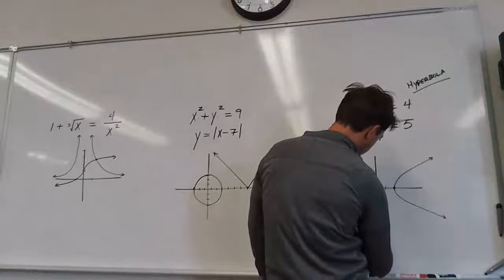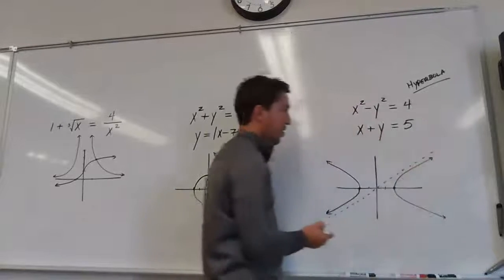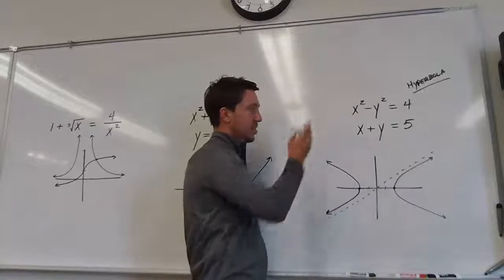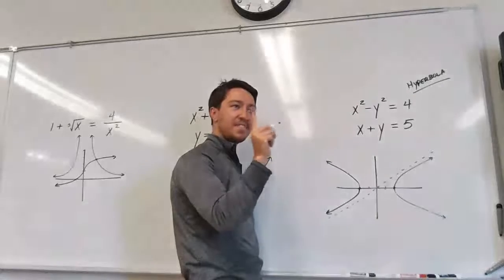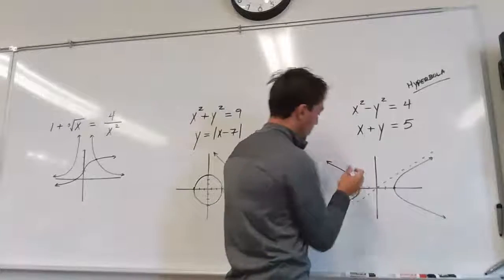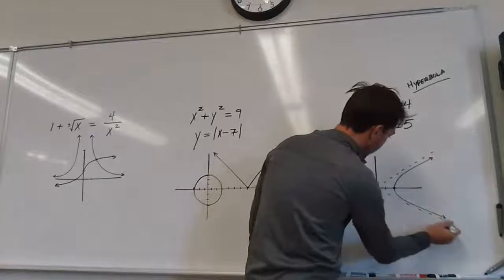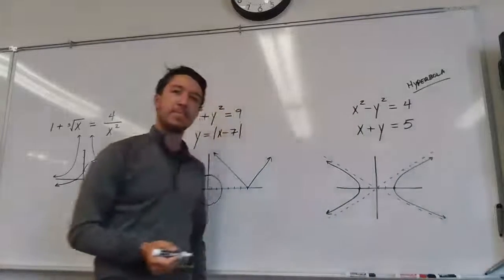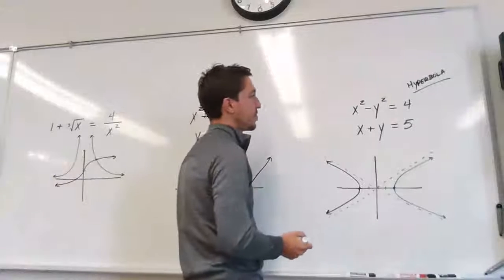maybe someone can make me happy here. What's the slope of that asymptote? 1. Very good. How'd you know that, Aaron? Because y equals x is the equation for the line, so it's just a rise of 1 and a run of 1, so it's just 1.